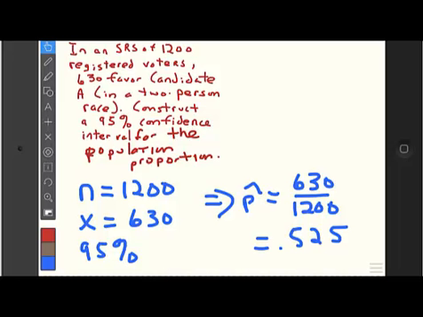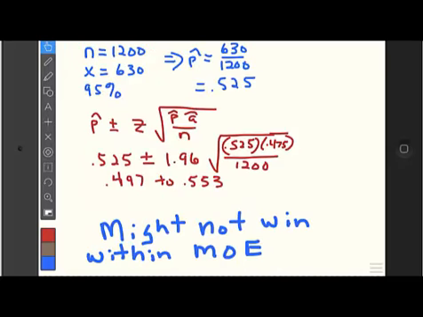So just pulling some information out of the problem. n is 1,200. There were 630 yeses. So the sample proportion will be 630 out of 1,200, or 0.525. And then we want a 95% confidence interval. So once you've pulled the information out of the problem and computed that sample proportion, we pretty much just have a plug and chug kind of thing here.